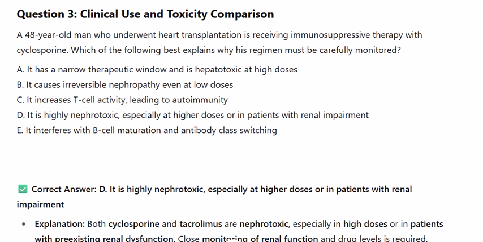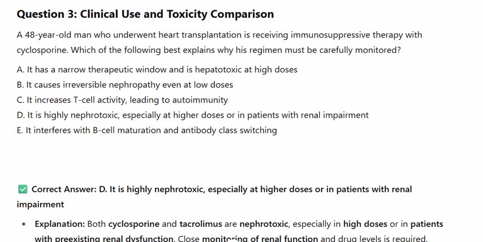A. It has a narrow therapeutic window and is hepatotoxic at high doses. B. It causes irreversible nephropathy even at low doses. C. It increases T cell activity, leading to autoimmunity. D. It is highly nephrotoxic, especially at higher doses or in patients with renal impairment. E. It interferes with B-cell maturation and antibody class switching.